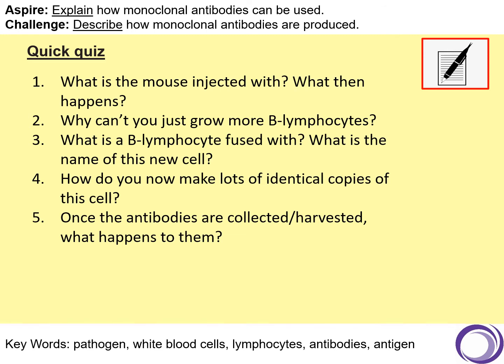So what is the mouse injected with and what then happens? Number 2, why can't you just grow more B lymphocytes? Number 3, what is a B lymphocyte fused with and what is the name of this new cell? Number 4, how do you know how to make lots of identical copies of this cell? And once the antibodies are collected and harvested, what happens to them? So I'm going to give you 5 minutes, off you go.